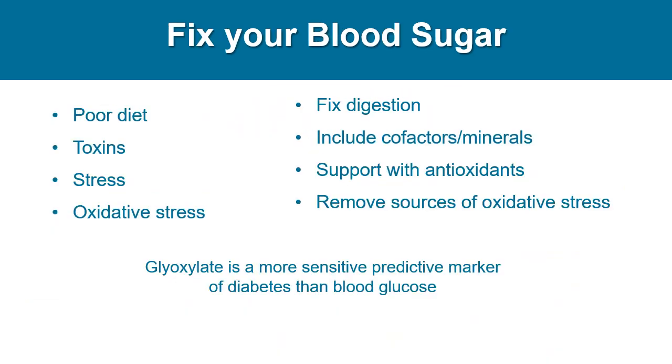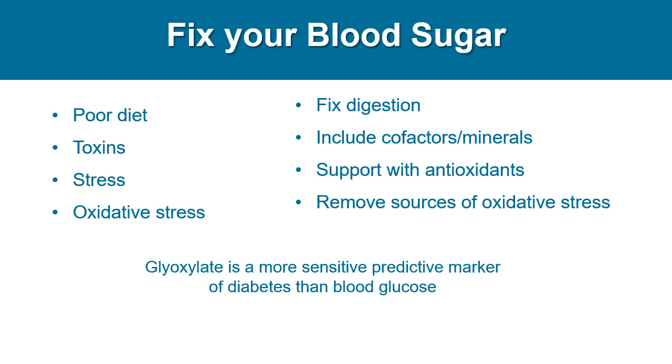One of the first things I have to do with my patients is help them fix their blood sugar problem. It's a fundamental issue many people in the Western world have to deal with, and often this is due to toxins, stress, inflammation, and poor diet. Remember, glyoxylate can be a precursor to oxalate, and according to Dr. Rosenberg, it's a better predictor of diabetes than glucose, and a more sensitive marker than blood glucose. So remember, oxidative stress raises glyoxylate. Oxidative stress is one of the number one causes of type 2 diabetes. That is the number one cause in the literature now.